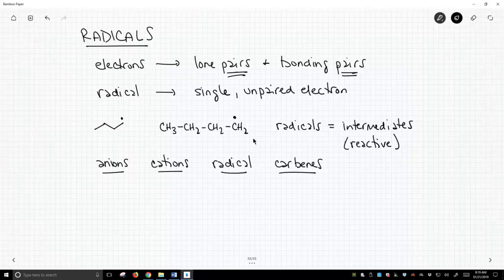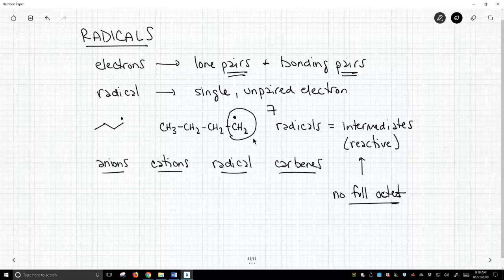So why are these intermediates reactive? Well, in the case of radicals, they don't have a full octet. If we look at this carbon in the middle of the screen, it really has 7 valence electrons, and that's not a full octet. So this carbon is going to do something to try to make sure that it can pick up its 8th valence electron. It's going to try to complete that bond or complete that pair of electrons. So that's where the reactivity in radicals comes from, and that's why we call them reactive intermediates.